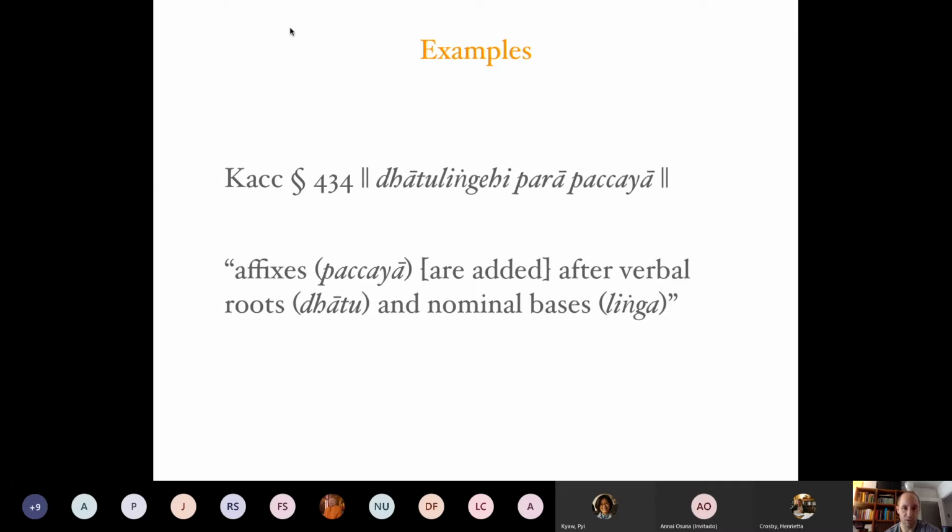It's a meta rule that is telling us how the other rules about affixation are going to be implemented. So when we are saying that a certain affix applies to a certain dhātu or verbal root, that means after the dhātu, not before, not in the middle, but after. And this rule applies to any paccaya.